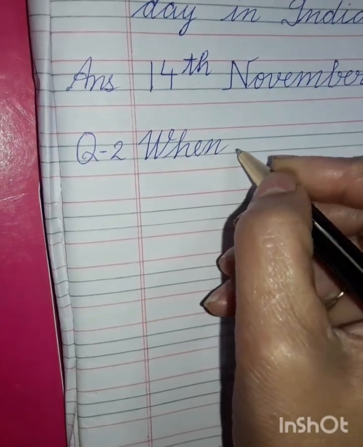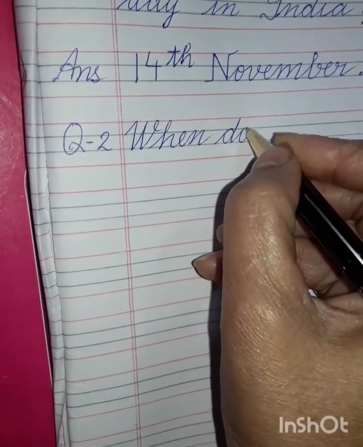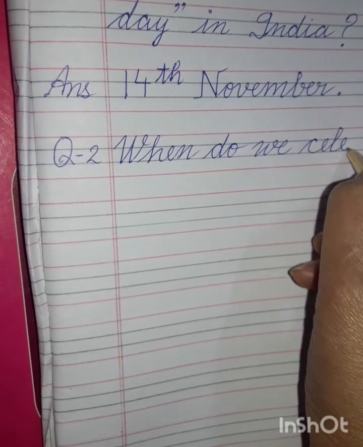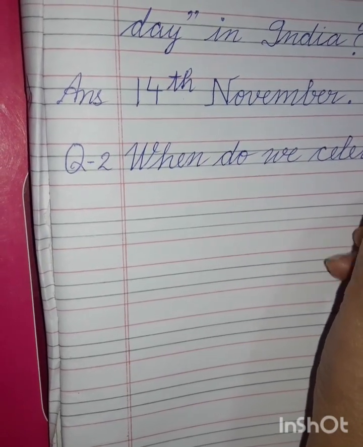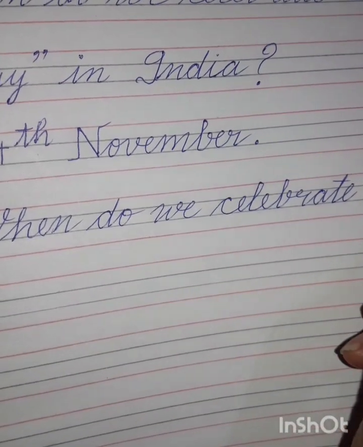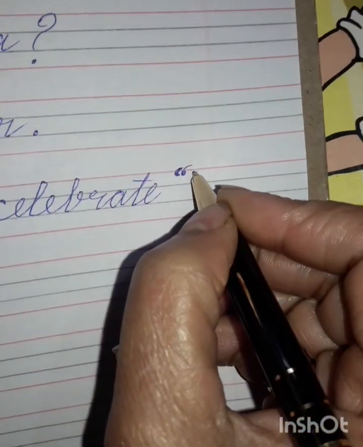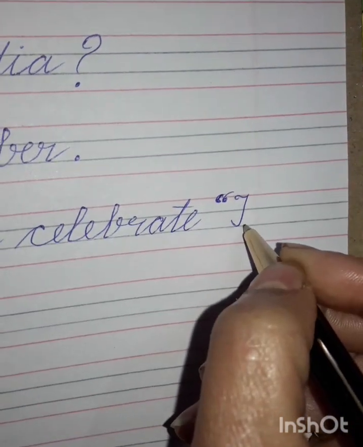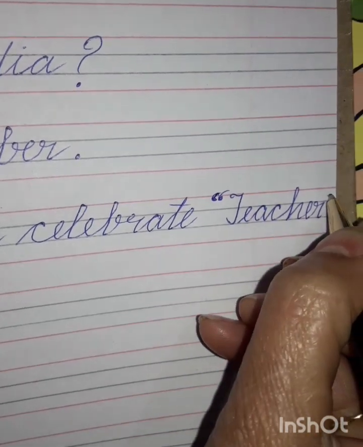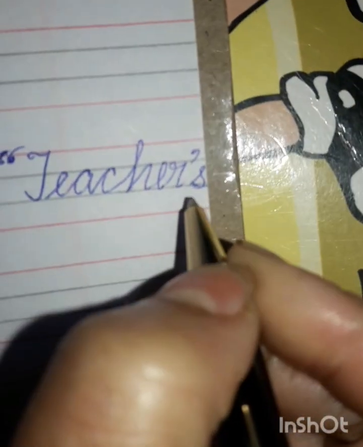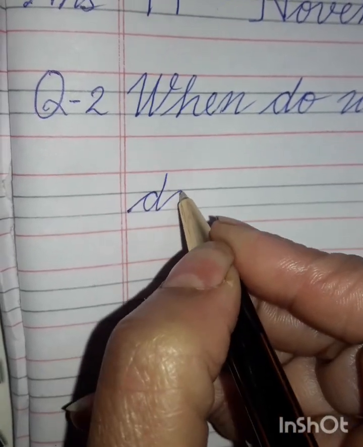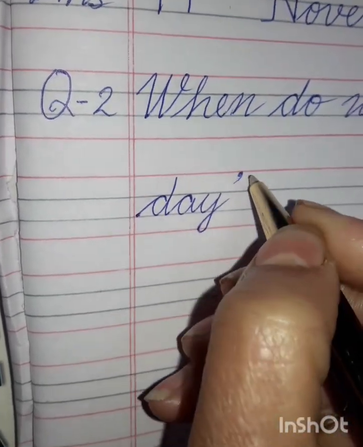W-H-E-N, when? D-O, do. W-E, we celebrate, C-E-L-E-B-R-A-T-E, Teacher's Day. So, you have to put an inverted comma here and write the spelling of Teacher's with a capital letter T. T-E-A-C-H-E-R apostrophe S. There was very little space, so I have written like this. Fine. Teacher's Day, D-A-Y, day. Close the inverted comma here.